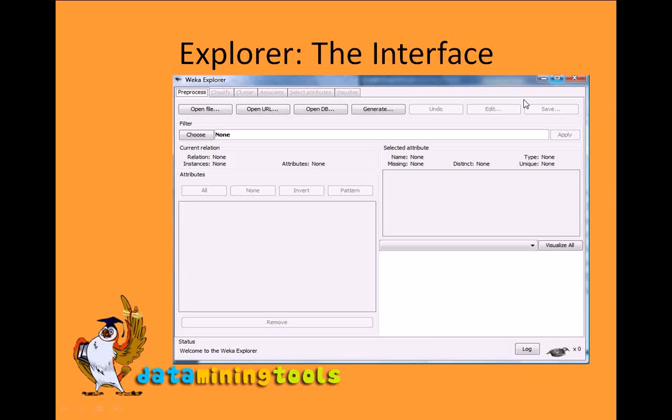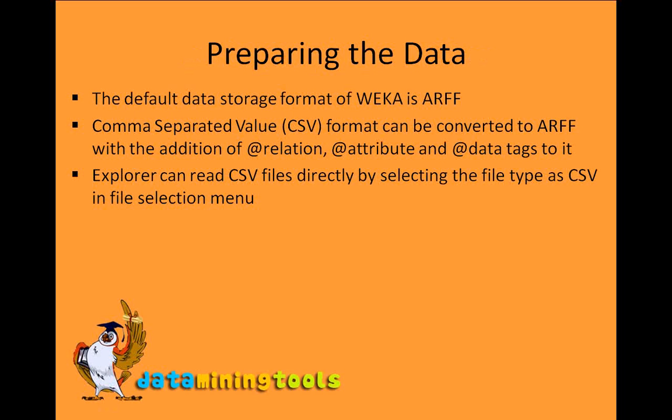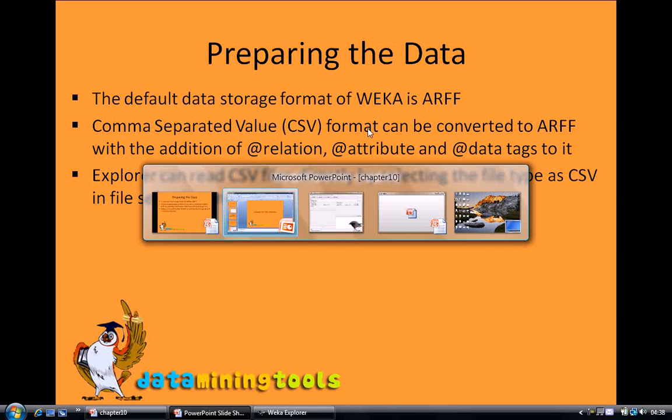This is the general interface of Explorer. As you can see, we have 6 tabs: pre-process, classification, clustering, association, then select attributes, and then visualization. The first task that we have to do is prepare the data. The default storage format of weka is ARFF, but you can also convert .csv file formats to ARFF using weka. Explorer can read .csv files directly. We have to just change the file type to .csv. We will be showing this in action.